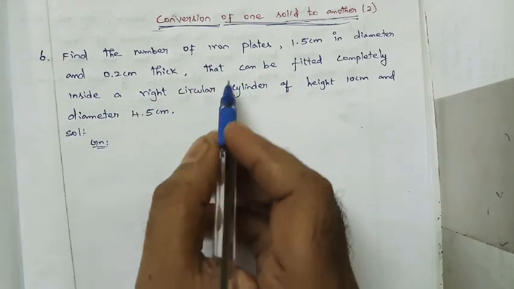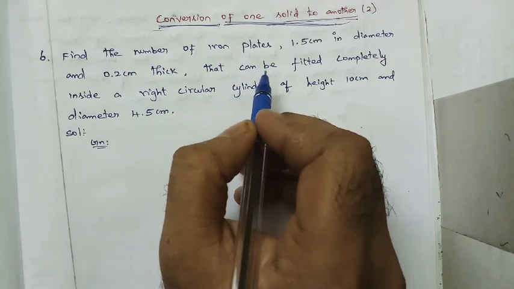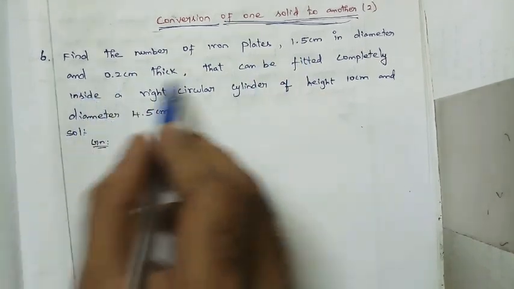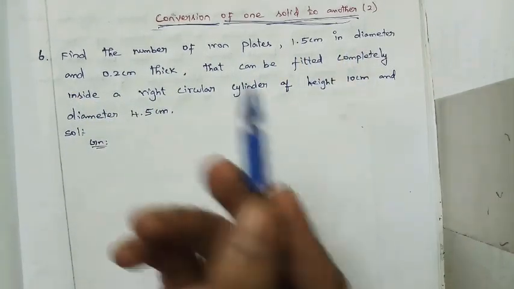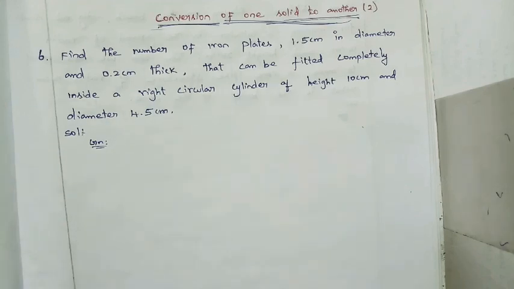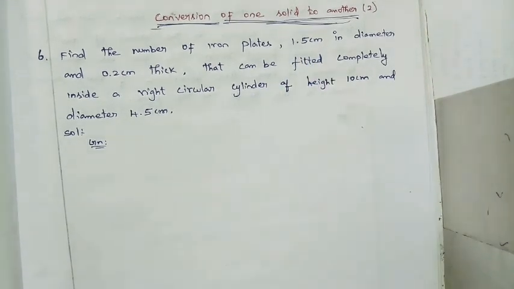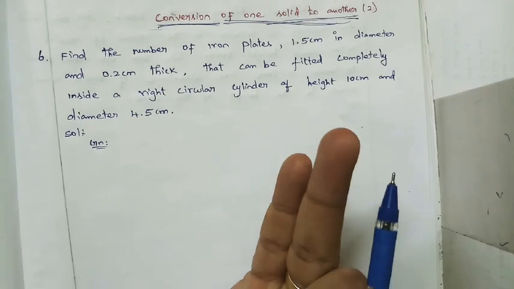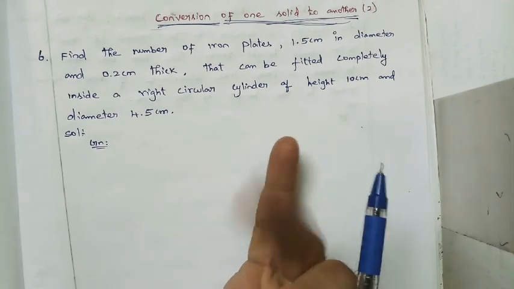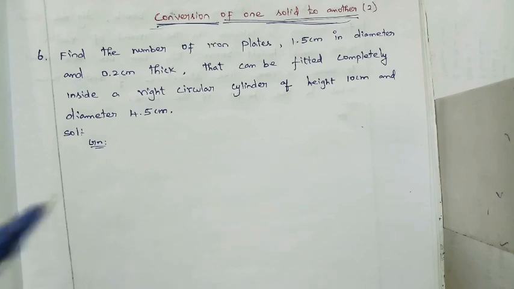So what is the shape of the iron plates here? They have given the diameter, so it should be in the form of a circle shape. Circle means we have three possibilities. What are the things we have? Cylinder, cone, sphere and hemisphere, which have the base as circle in shape.